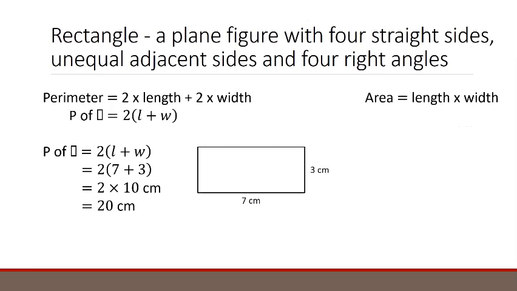The area is simply length times width, or A equals LW. So for the area, replace the L with 7, the width with 3. 7 times 3 is 21 centimetres squared.